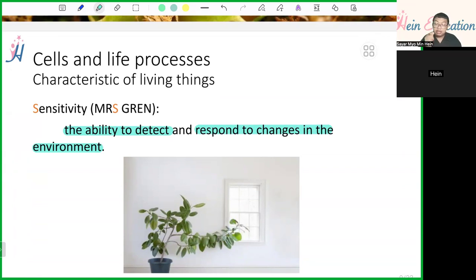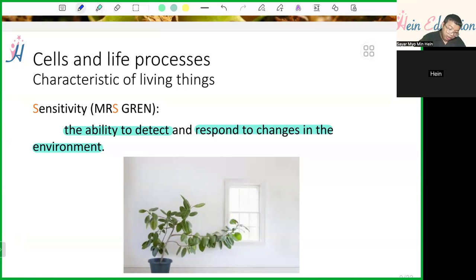From the diagram provided below, you can see that the plant is growing towards the light. So the first part, the ability to detect, is like plants can detect where the light source is, and then it can respond by growing towards the light. So that is the thing that makes the difference between the living and non-living.